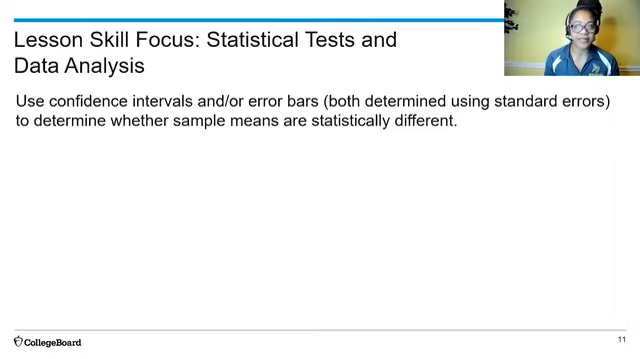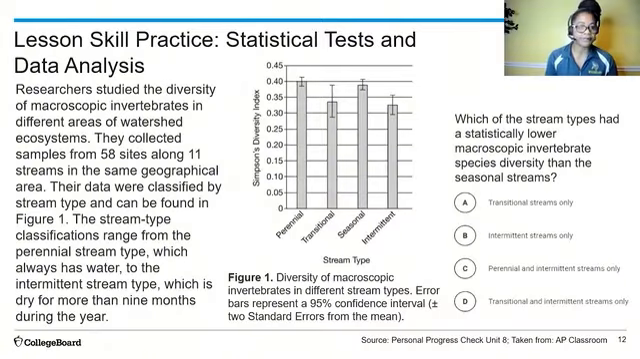Our skill focus for this particular lesson is going to focus on statistical tests and data analysis using confidence intervals and/or error bars to determine whether sample means are statistically different. So here's an example of an AP level question focusing on ecosystems and ecological relationships. And I'm going to give you a second to pause to analyze this particular question and then come back when you think you have the answer.